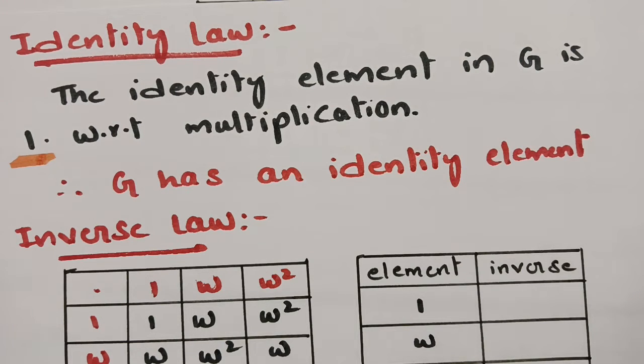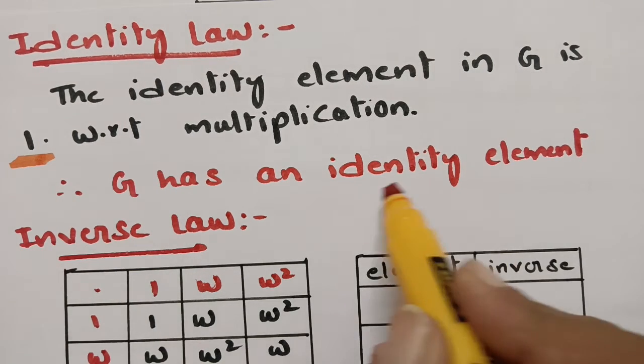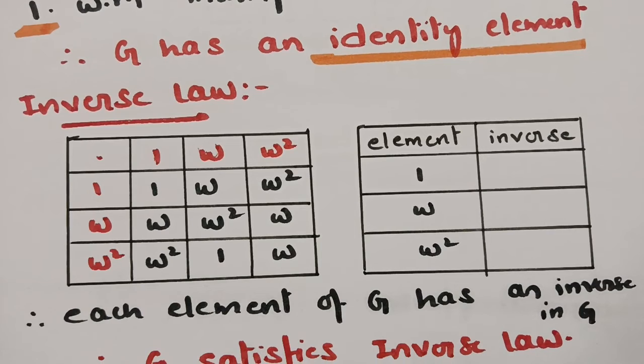1 will be the identity element for multiplication and 0 will be the identity element with respect to addition. See here, 1 is an identity element and therefore G has an identity element. The third property is also satisfied. And next one, for the inverse law, what do we have to do?